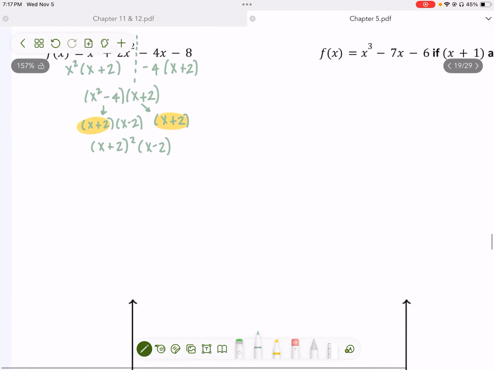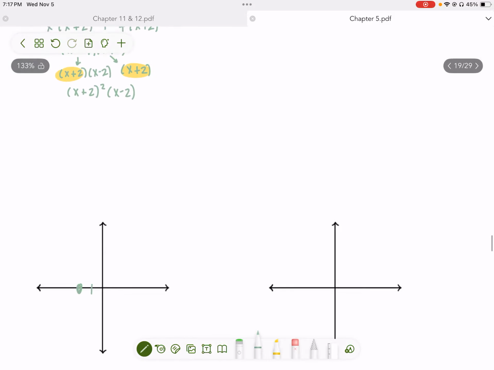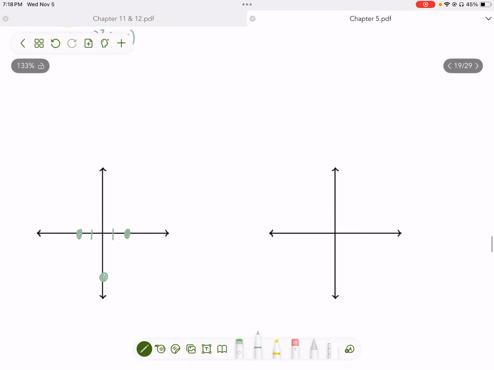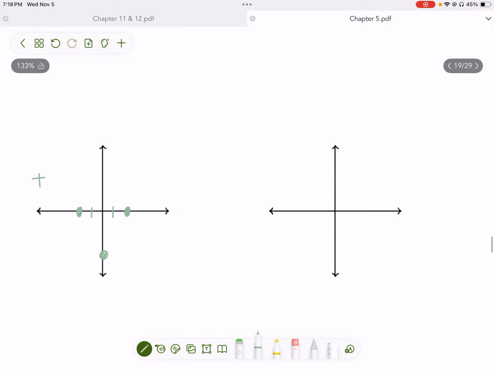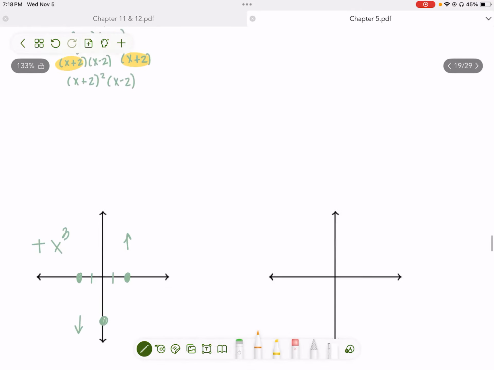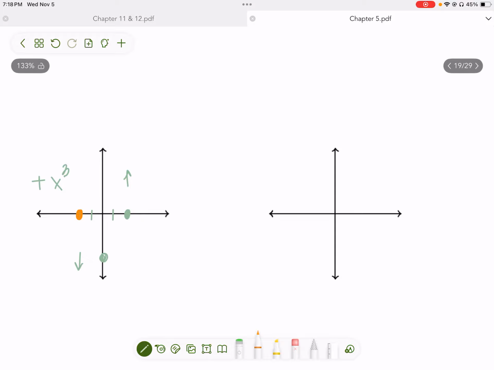So I'll go ahead and draw those over here. My y-intercept is -8. So this is a positive power of 3. So I know that my end behavior is going to look something like this. And it looks like this one right here has this multiplicity. So now I'll go ahead and draw the curve. So down, whoops, down, and then up.